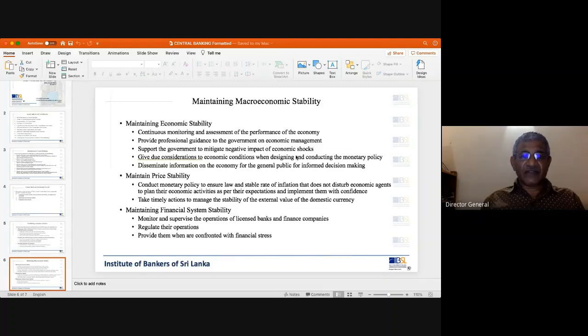Then if we take the Central Bank of Sri Lanka and this first item, continuous monitoring and assessment of the performance of the economy, the Central Bank has many departments doing this. The main department is the Economic Research Department. It is continuously collecting data, analyzing data, and also producing analytical reports, providing them to the general public, the government, and other relevant institutions.